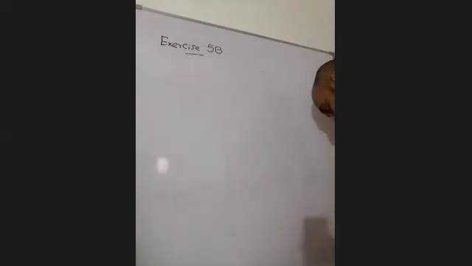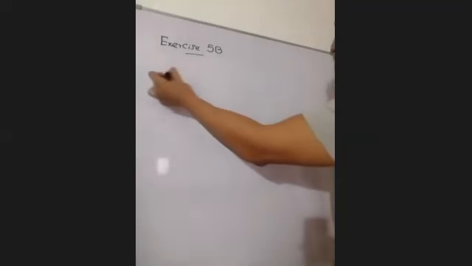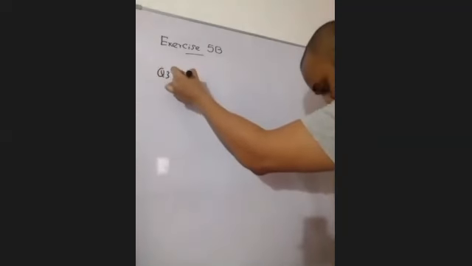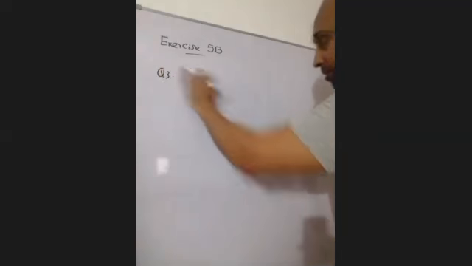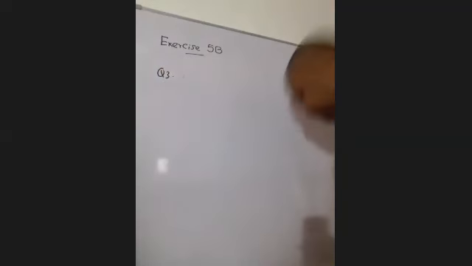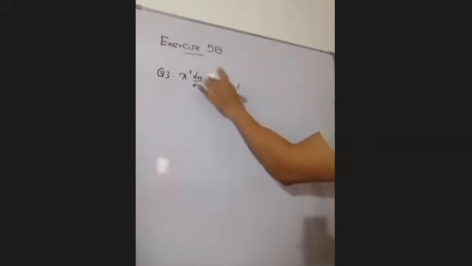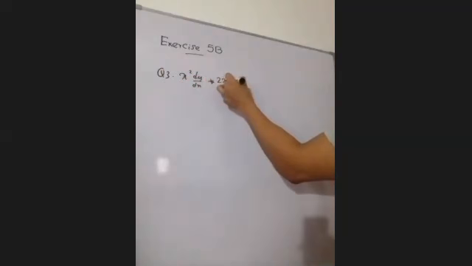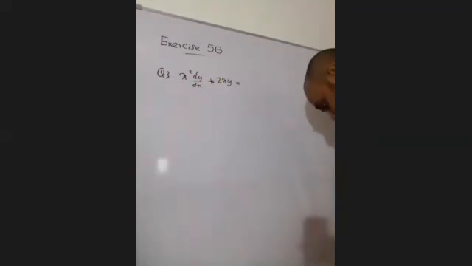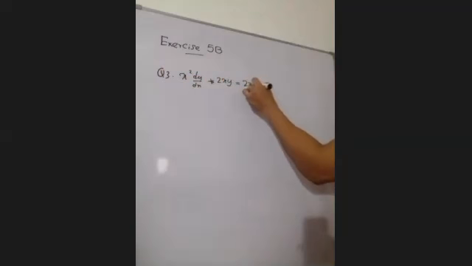The next question is: find the general solutions of the differential equation. Yes, I have no need of working out, because it is like question number 3. The question is x squared dy by dx plus 2xy is equals to 2x plus 1.